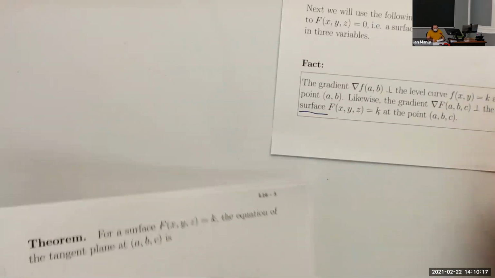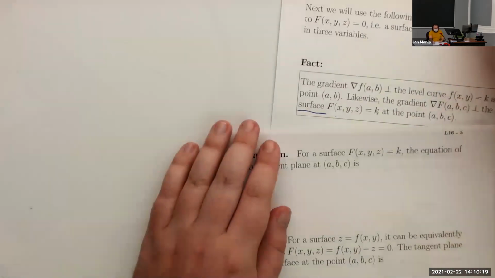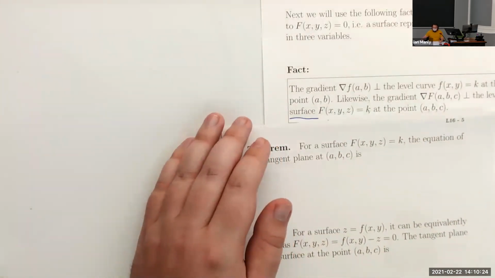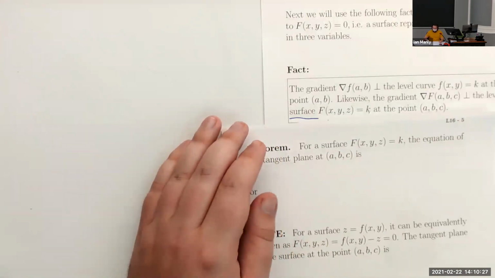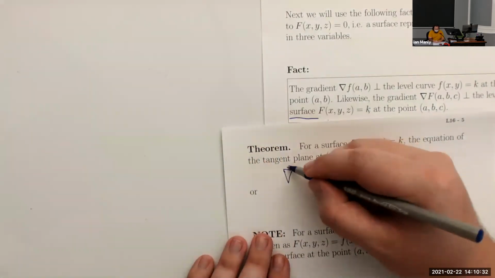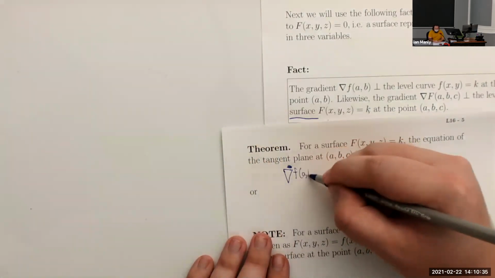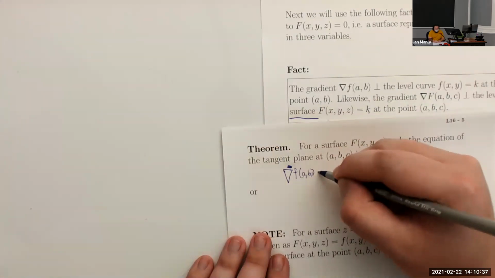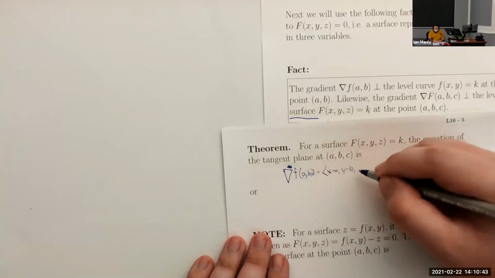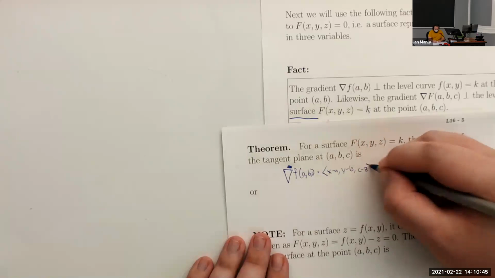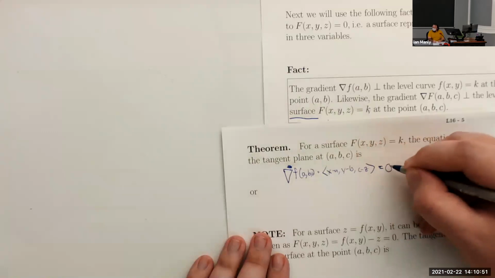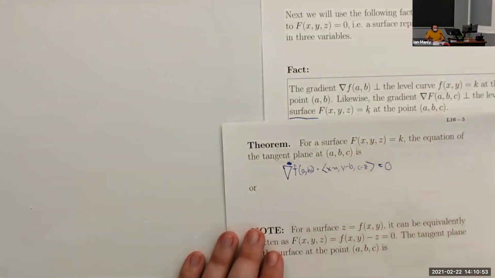So this allows us to get the equation of a tangent plane to something that's not just z is f of x, y. And the way that's going to happen is we're going to use the fact that we just stated. We have the gradient of F at the point a, b, c, and then we're going to dot it with x minus a, y minus b, and z minus c. And this dot product is going to end up equaling 0 because these vectors are going to be perpendicular.